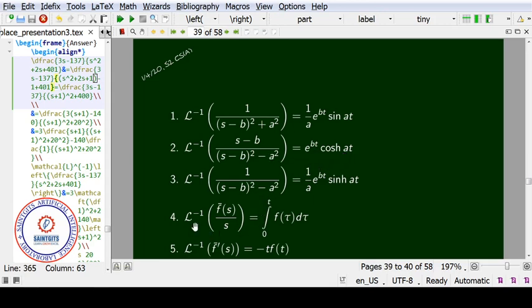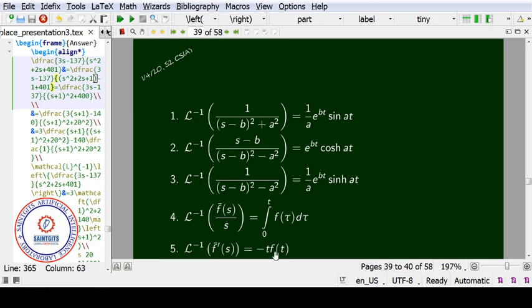Then fourth and fifth equations, L inverse of f bar of s by s is equal to integral 0 to t f of tau d tau. First you should realize Laplace transform of integral equal to division by s. So inverse of division by s is integral of f of t dt.